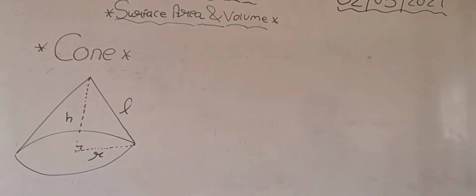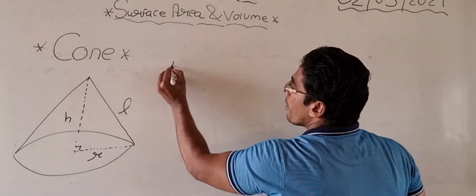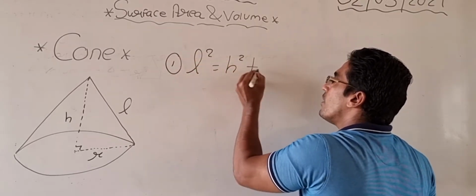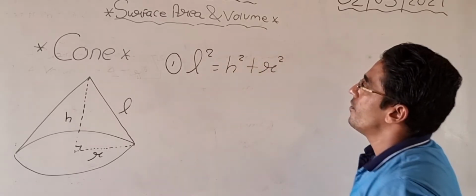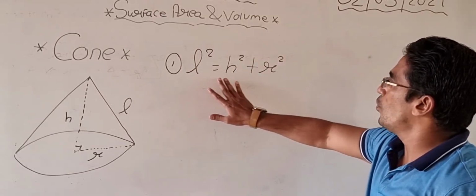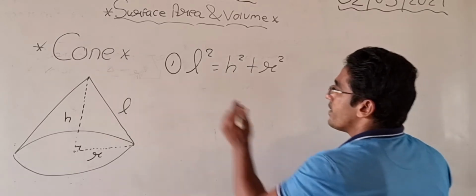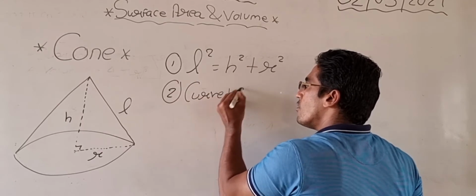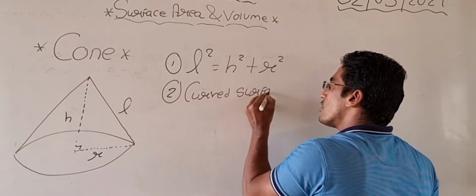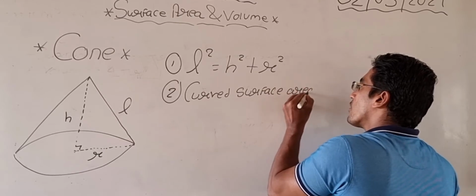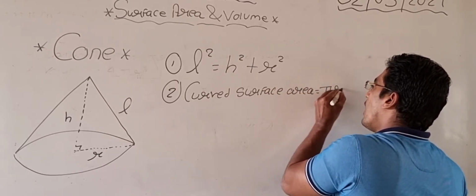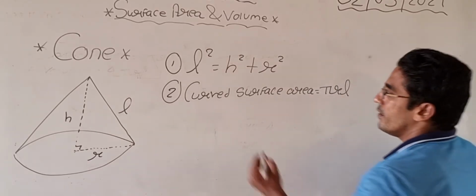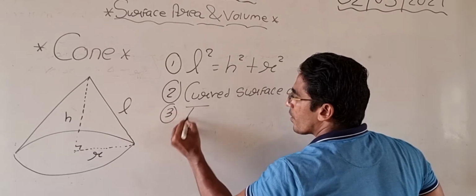So the first formula is l square is equal to h square plus r square. Second, curved surface area. Curved surface area is equal to pi r l. What is the curved surface area of a cone? Pi r l. Third, total surface area.